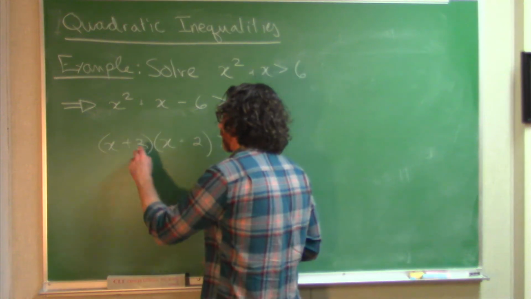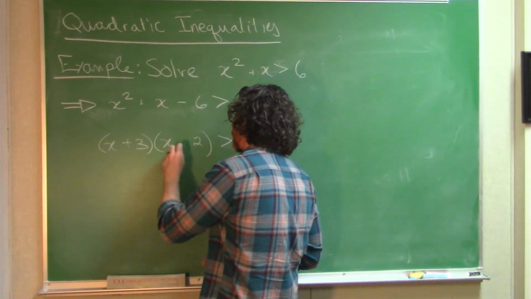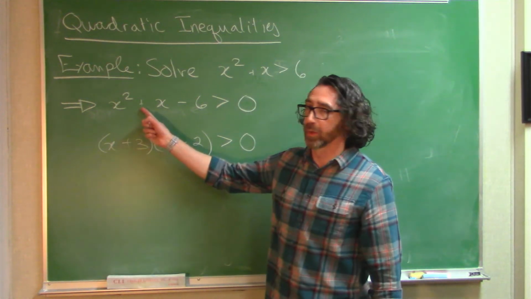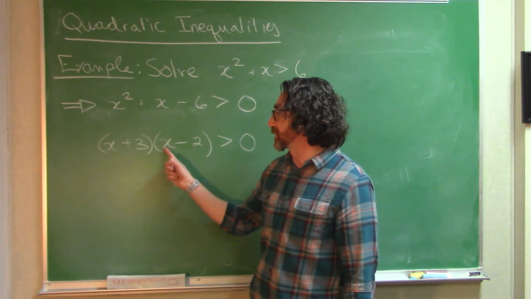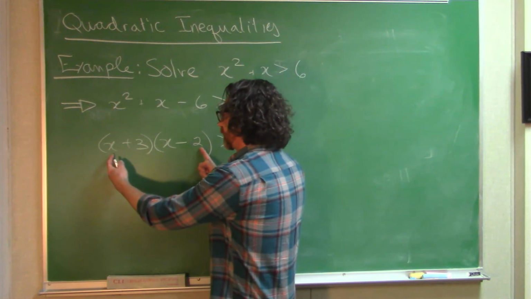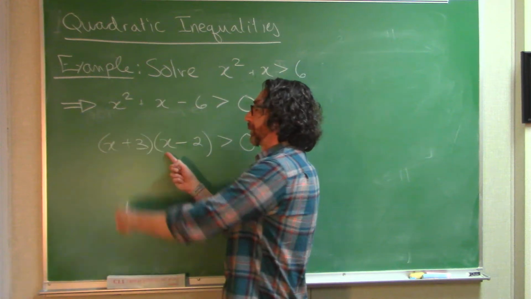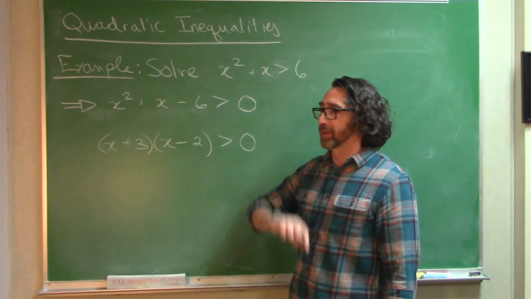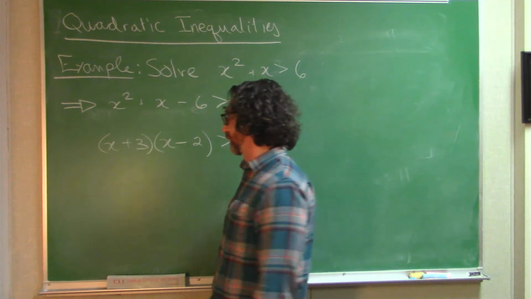No, I had it wrong. +3 and -2 are the ones that do the job, because I want a +1 in the middle, right? First times first is x squared. -2x plus 3x gives me my +1x. And then last times last gives me -6.